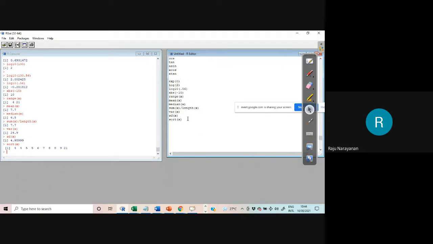These are the values x, and sort x. x is 5, 4, 8, 9, 7, 6, etc., and it is arranged in increasing order of magnitude. Suppose you want decreasing order, you have to specify that: decreasing equal to TRUE. My dear R, you order the values of x in decreasing order. TRUE and FALSE are logical constants. Then the maximum will come first.